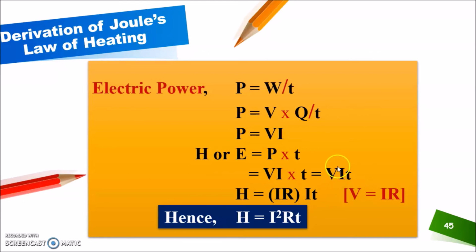Now again we put the value of V from Ohm's law here. So we get IR into IT. I into I will be I square, so RT. So H equal to I square RT. This is our final formula. Is it clear, students? This is what we call Joule's law of heating.